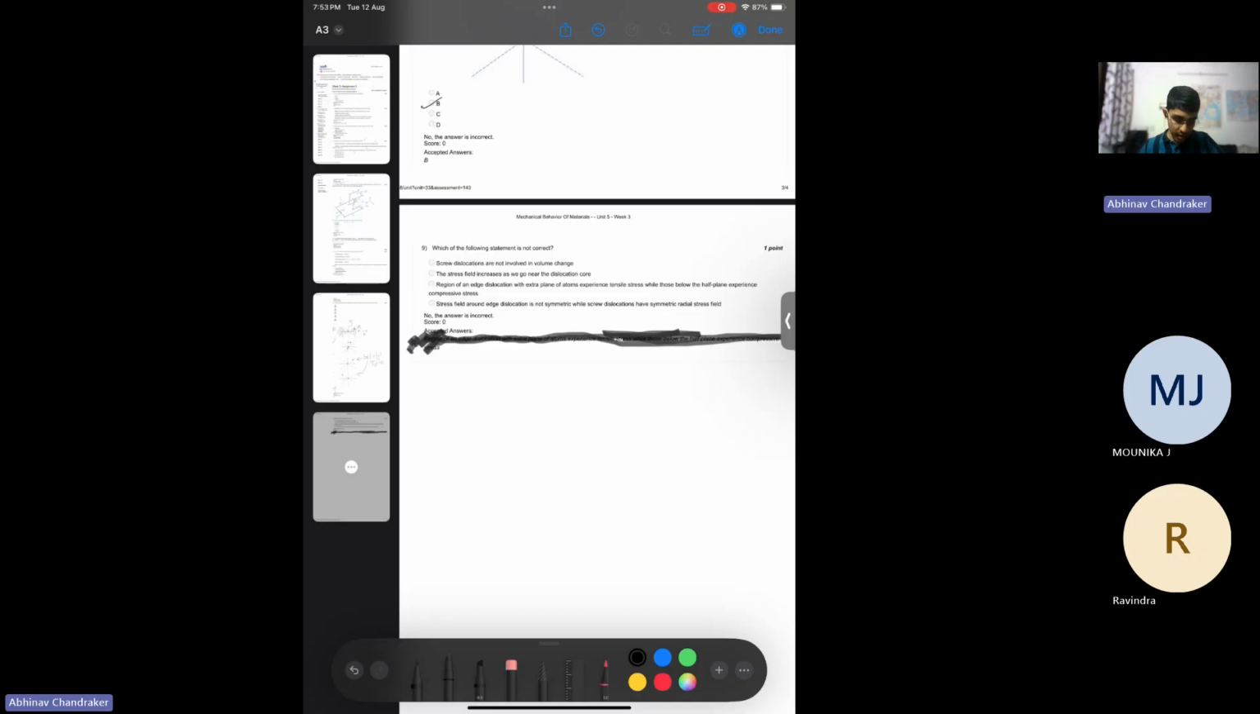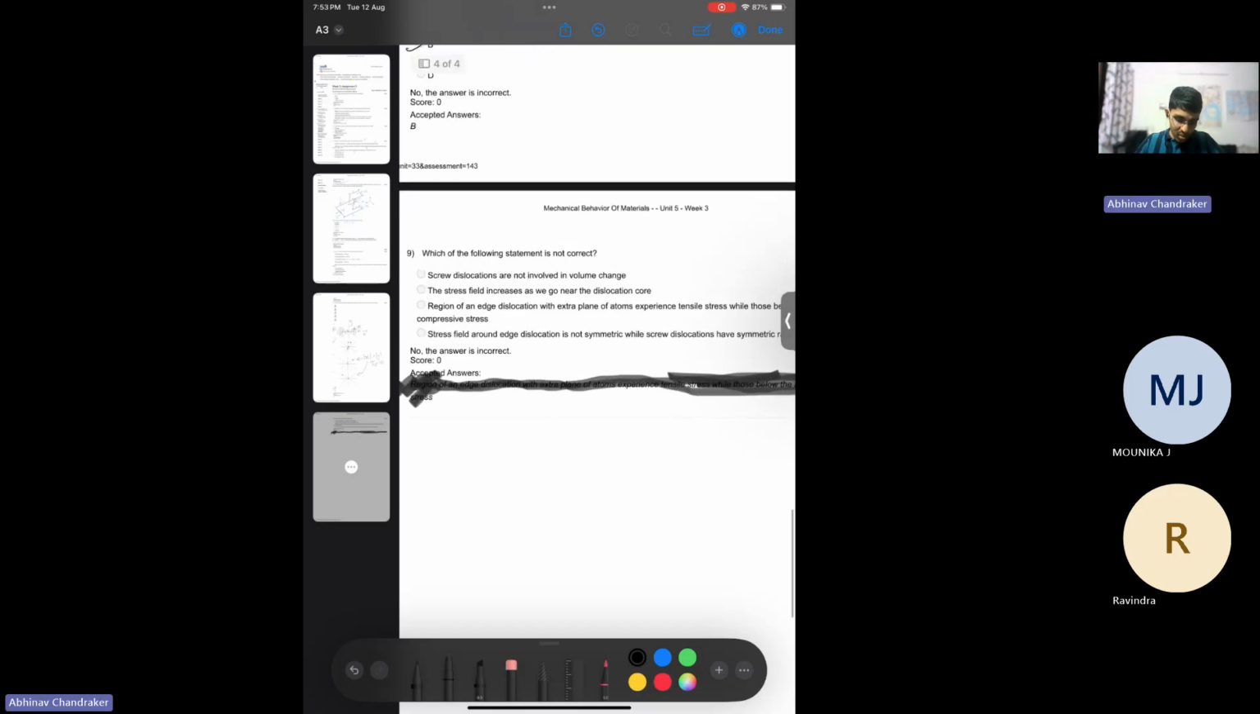Hmm. Let's look one by one. Screw dislocations are not involved in volume change. In general, dislocations do not cause volume change, because it is just an extra plane of atoms, which is causing some strain above and below the line of dislocation. So we can say that it is not involved.